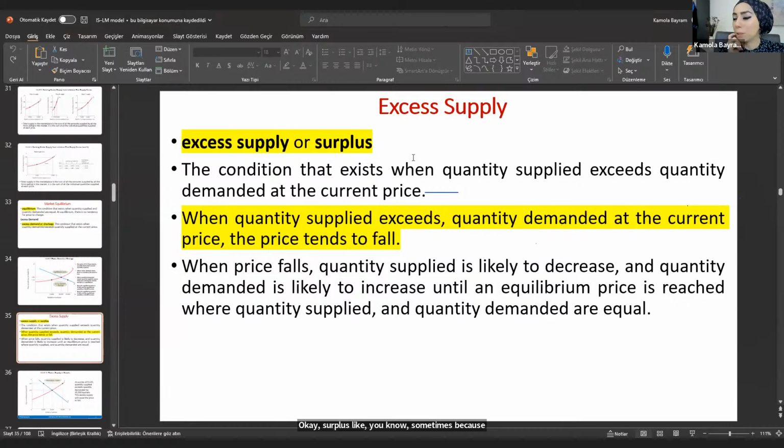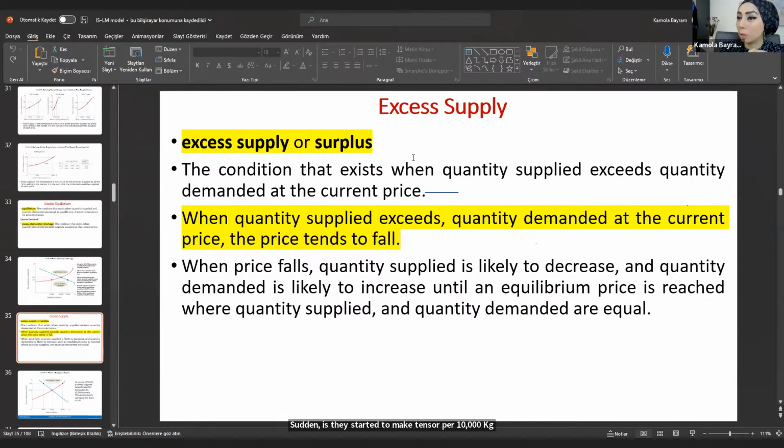Surplus, like, you know, sometimes because weather conditions are very good, you will have a lot of harvest of some fruit. For example, let us say suddenly there is a lot of production of mango because of weather conditions. Okay, normally if farmers were making, let's say, 5,000 kg from 1 hectare per year, now suddenly they started to make 10,000 kg per hectare.